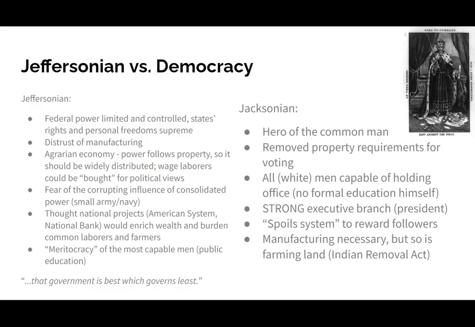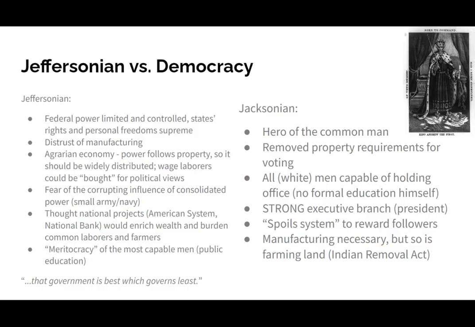But by and large, as we've discussed, Jefferson saw the future of the economy as agrarian, the future of America as agrarian. He believed that power followed property. And remember, in the era of Jeffersonian democracy in the very early 19th century, there are still property requirements for voting for most people. So, in most places. So, he believed that because power followed property, it should be very widely distributed. We should have small yeoman farms.